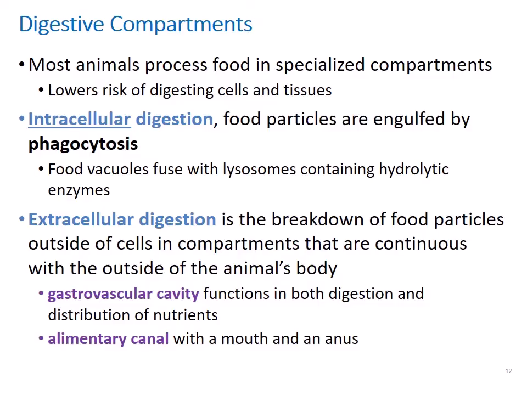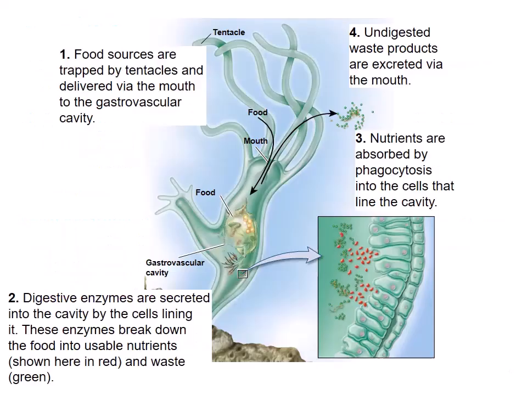Then lots of animals, actually most animals, have extracellular digestion. This is where food particles are broken down not inside of the cells, but outside of the cells, right? Extracellular, outside the cell, in compartments that are going to be continuous with the outside of the animal's body. So there's two big kinds here. You've got the gastrovascular cavity and you've got the alimentary canal. So gastrovascular cavity functions in both digestion and distribution of nutrients, and the alimentary canal, that's what we have, where we have a mouth and an anus, and they're separate things, and we have a tube that connects them. And obviously we're going to go over that in a little bit more detail here.